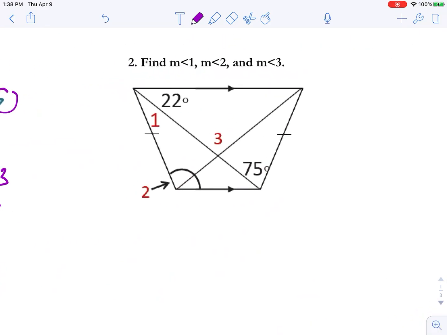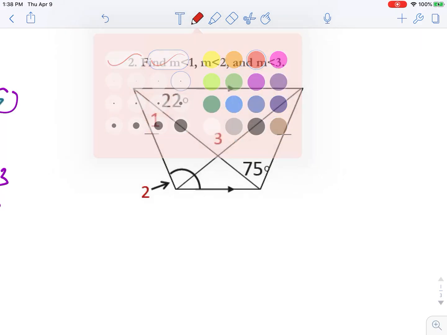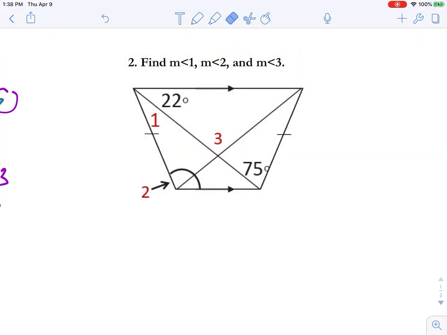Looking at number 2, wow, there's a lot going on here. Another isosceles trapezoid. Let me color coordinate this a little bit. Let's talk about these angles right here. Well, 75 is not that whole angle. 75 is just this part right here. It'd be nice to know how big that is. Is there some other number in this picture that will help us figure out that number?